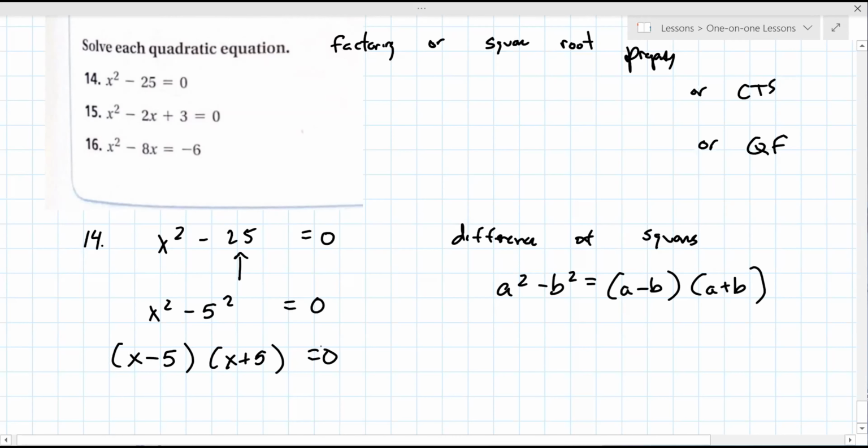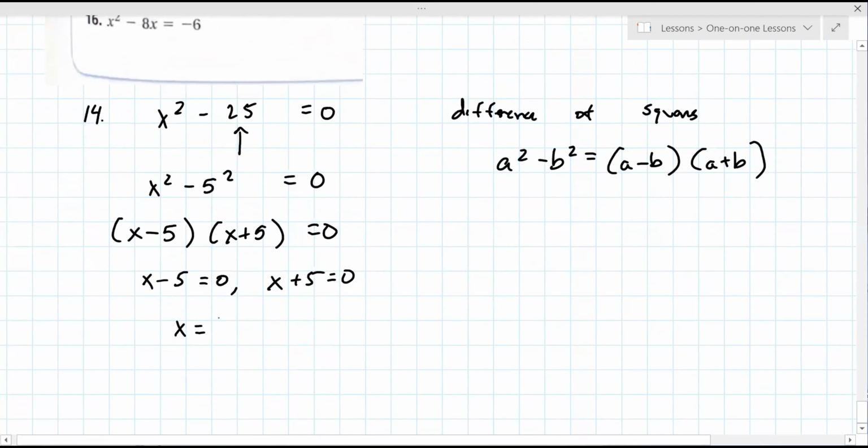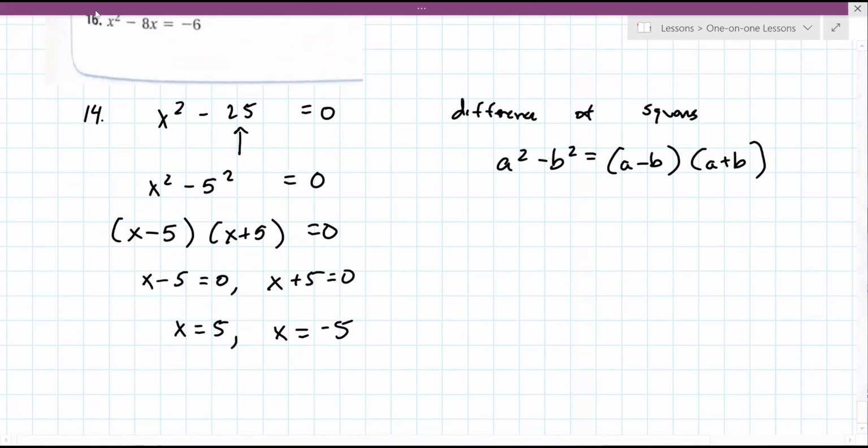So when you set those each equal to 0, that's the solve part. That's the additional step. So really it could say factor, then set equal to 0. You set each of these equal to 0. X minus 5 equals 0. X plus 5 equals 0. And you get x equals 5, x equals minus 5. You might have said, hey, why don't we just move the 25 over, take the square root of both sides? You can definitely do that. It's up to you. You have options.